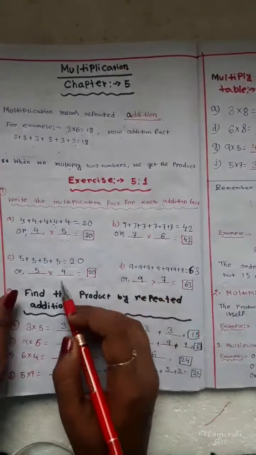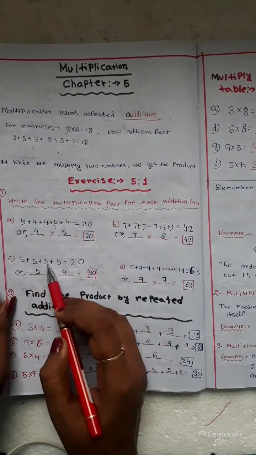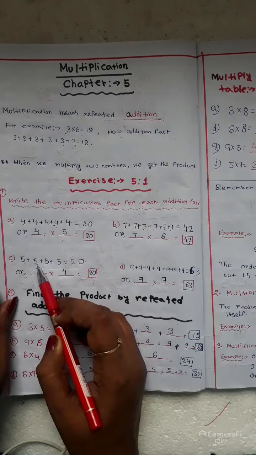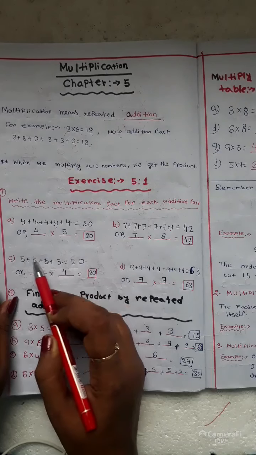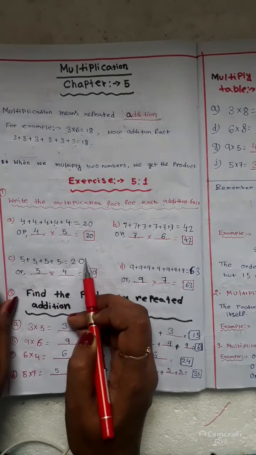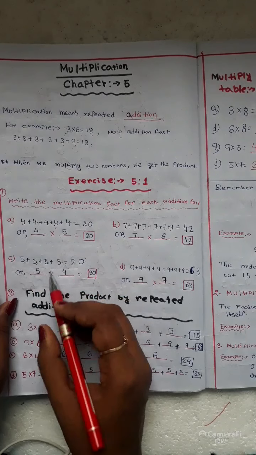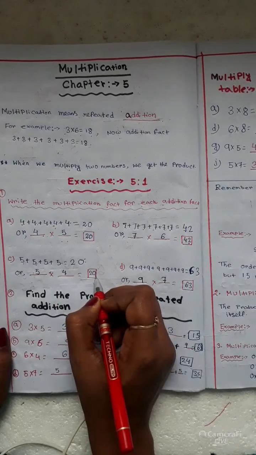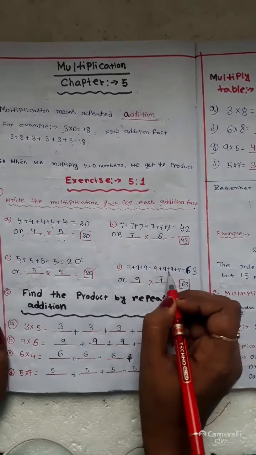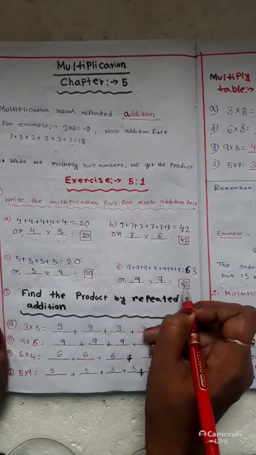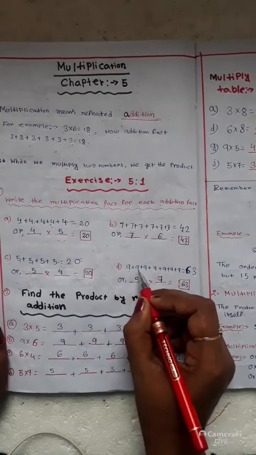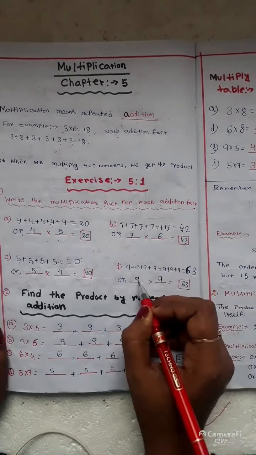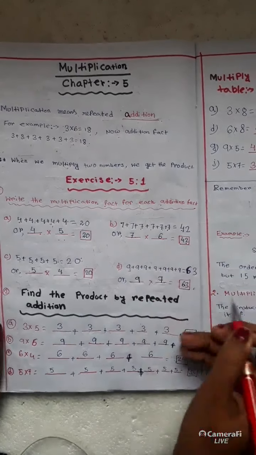In the same way, we will do these also. 5 plus 5 plus 5 plus 5 is 20. As we know, 5 plus 5 is 10, again 5 plus 5 is 10, so 10 plus 10 is 20. And if we multiply it like this, 5 into 4, the answer will be 20. Now in the same way, 9 into 7 is 63. The addition fact is 9 added 7 times, which means 9 into 7 is 63.